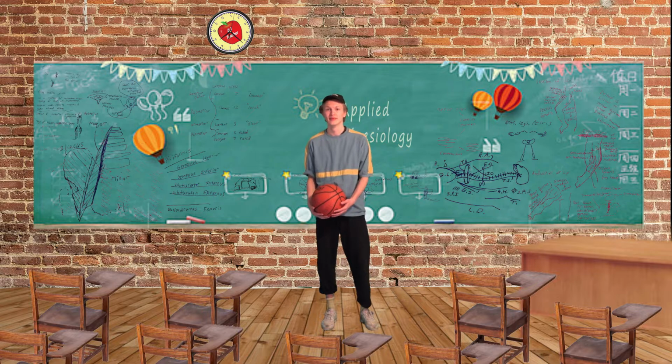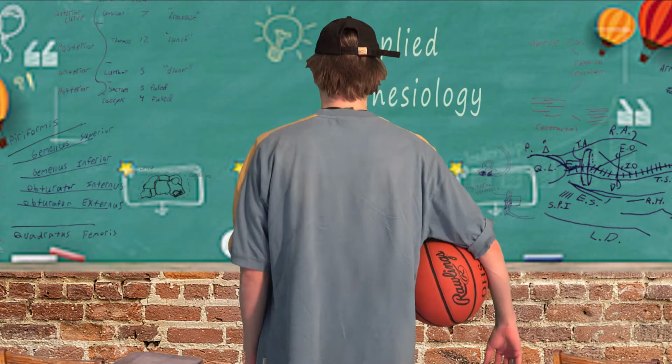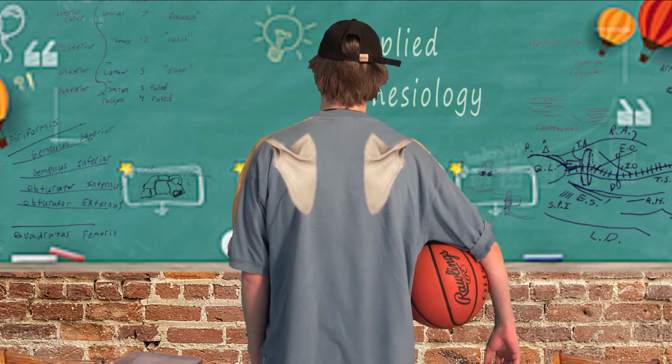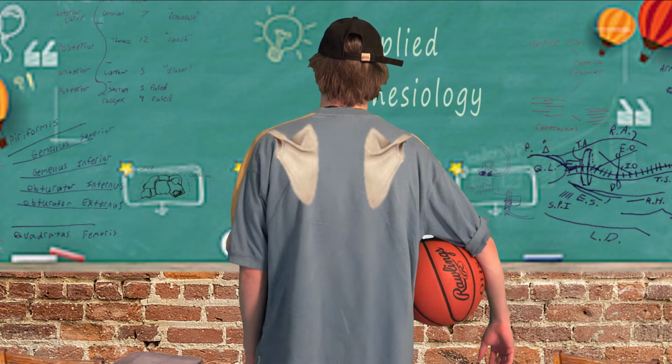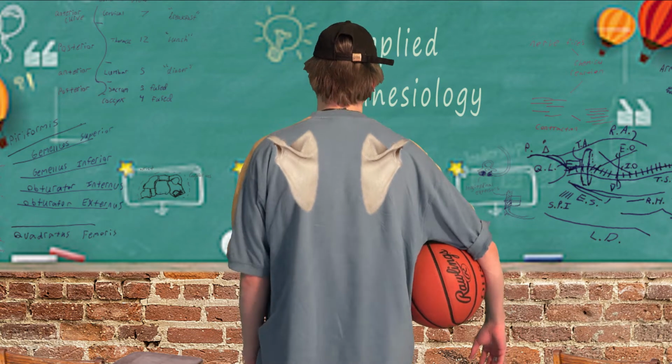Well, I suppose we'll start by analyzing the shoulder shrug. Class, can you tell me what actions the scapula are performing during this shoulder shrug? That's right. The scapula are moving up and away from the ribcage in elevation and down toward the ribcage in depression.